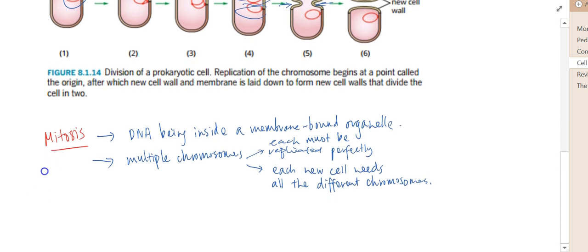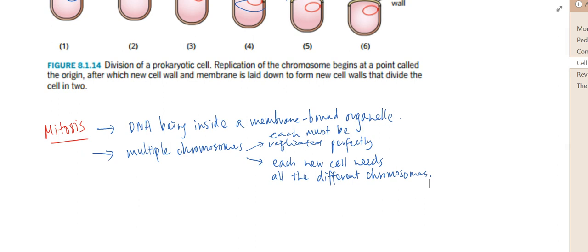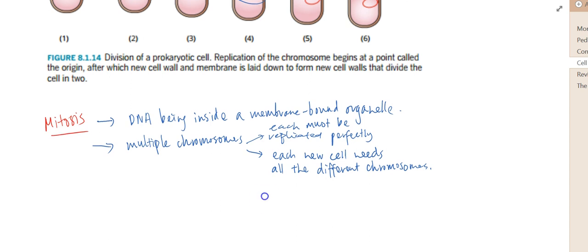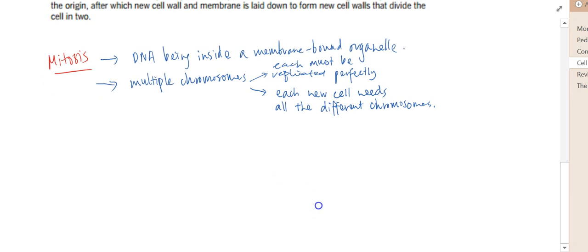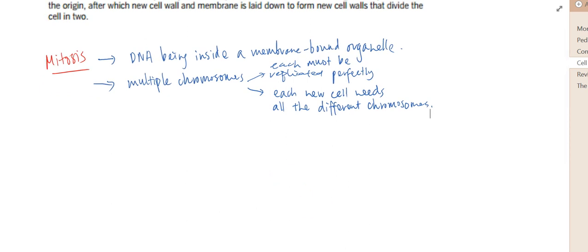Once a cell divides, it needs to have, in humans, 46 chromosomes, 2 of each type. If you have more than 46, you've got a problem. Less than 46, you also have a big problem. So it's really important that this is achieved in mitosis. It's a lot more complicated than binary fission.